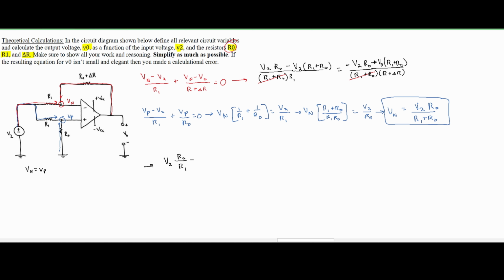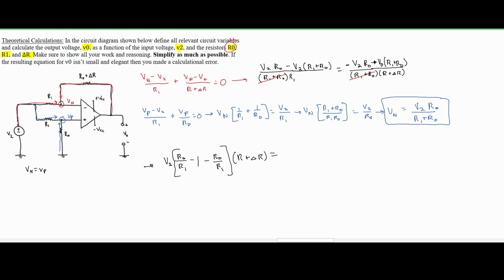So actually, we can just factor out our V2 too, just to make things simpler. We're going to factor out this V2 and this V2 out here. So this is going to be out here, and then we're going to have an R1 over R1, so we'll have a minus 1, and then we will have a minus R0 over R1, because when we factor this out, we still have to distribute this negative in. And so that's going to be that part. And then we can multiply this by our R plus delta R.